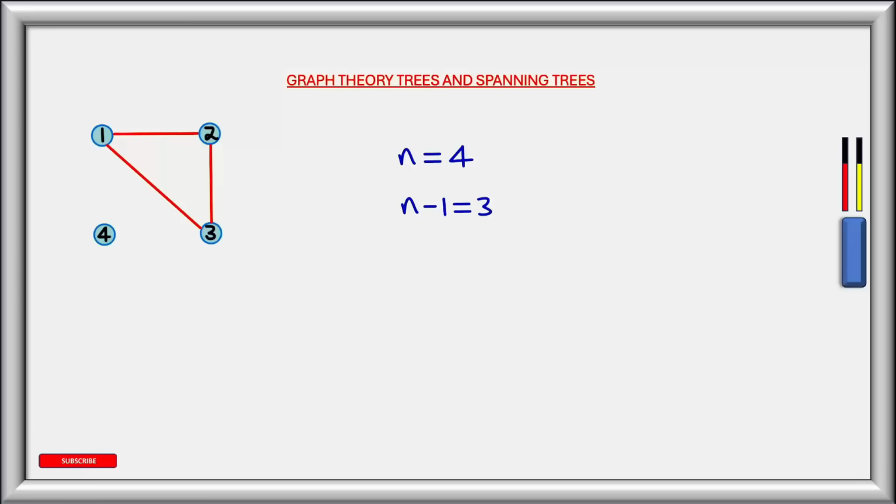In this graph, we have 4 vertices and 3 edges. So we have the correct number of edges related to the number of vertices. So n is 4 and n-1 is 3. However, it's not a tree for 2 reasons. Firstly, it has a cycle. So vertex 1 is connected to vertex 2, 2 to 3, and 3 back to 1. And secondly, it's a disconnected graph because vertex 4 is isolated.